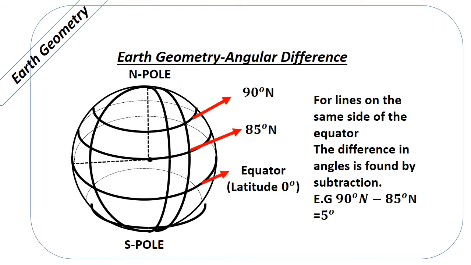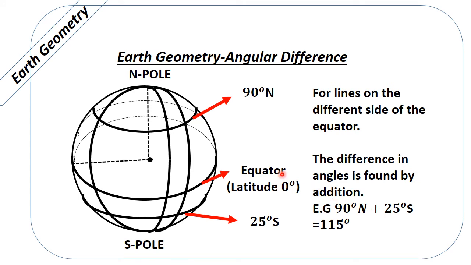The third and fourth rule have to do with latitudes. So for latitudes, for points that are on the same side, this side, or both are this side, so long as they're on the same side of this equator, then to get the angular difference, you subtract, as in here, 90 minus 85, it has given us 5. Then the opposite is when the lines or points are on the different side of the equator. One is on the north, the other one is on the south. So when they are on the different side, you add them. So 90 plus 25, 115 degrees.